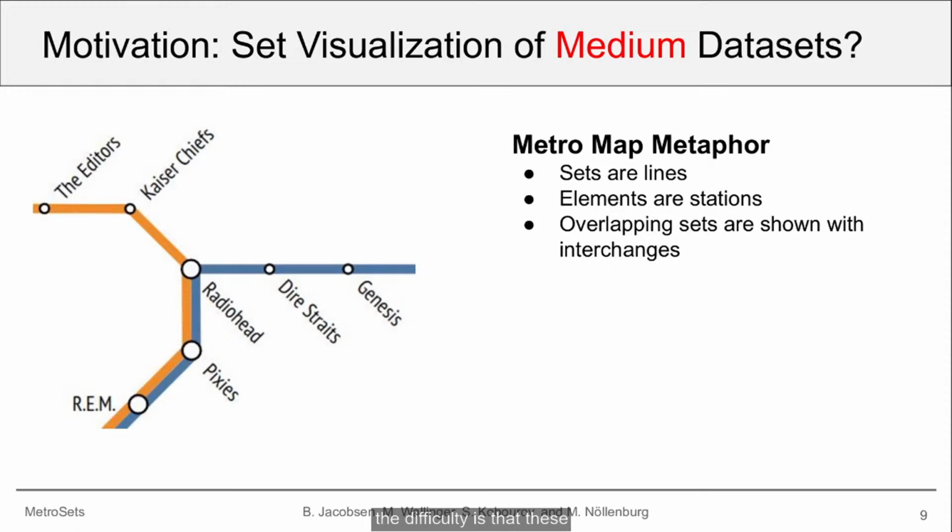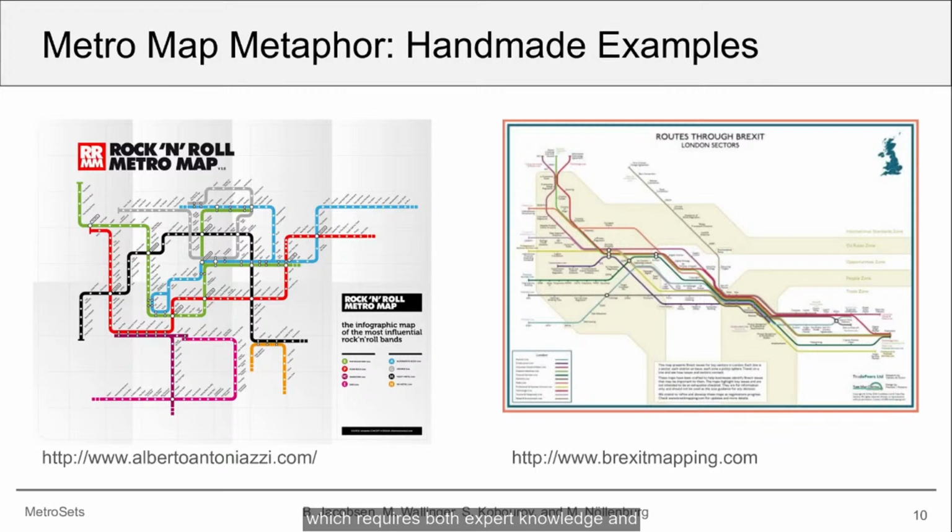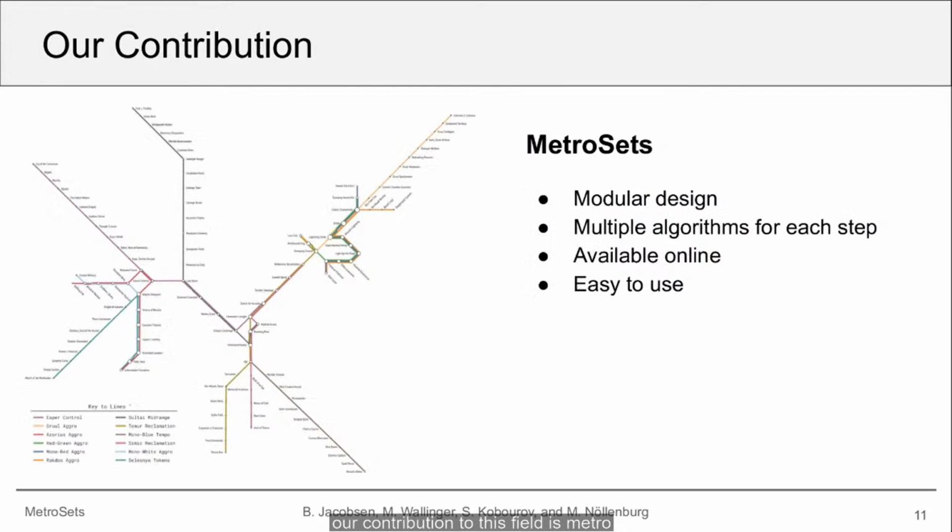The difficulty is that these visualizations are almost invariably made by hand, which requires both expert knowledge and a considerable investment of time. Our contribution to this field is MetroSets, a modular, online platform which automates the process, allowing users to quickly generate attractive MetroMap visualizations of their data with the click of a button.